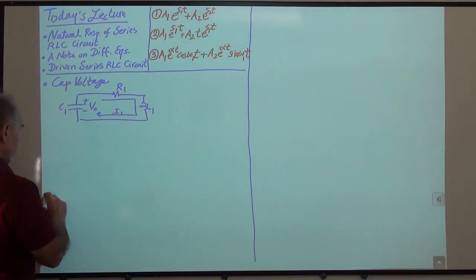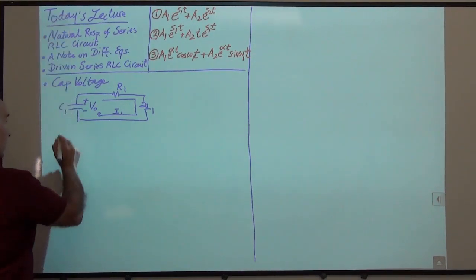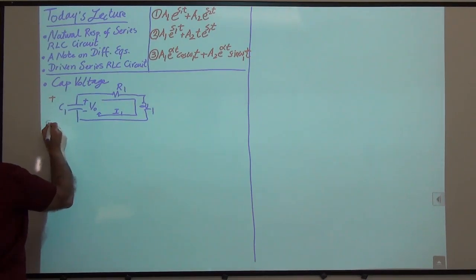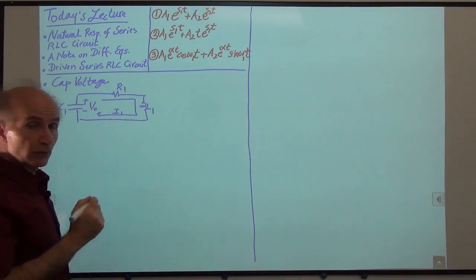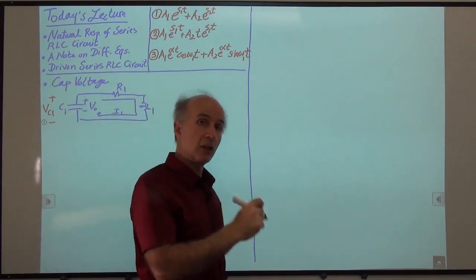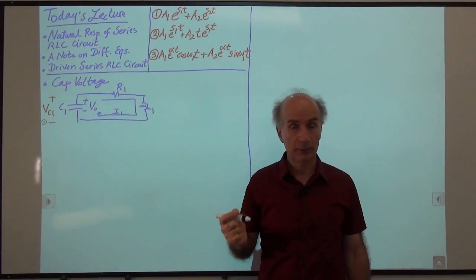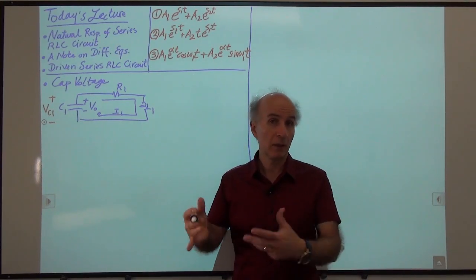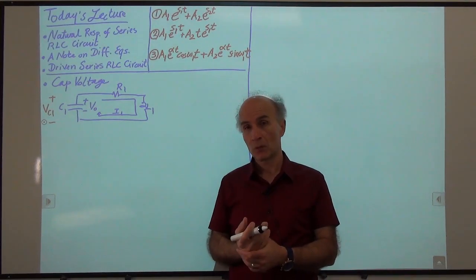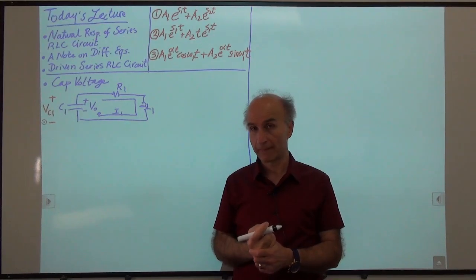So let's call that voltage something so that we have a symbol for it. And this voltage we will call VC1. So VC1 is equal to V0 at time 0 or 0 plus. And then generally it's a function of time. So we would like to see what it looks like.